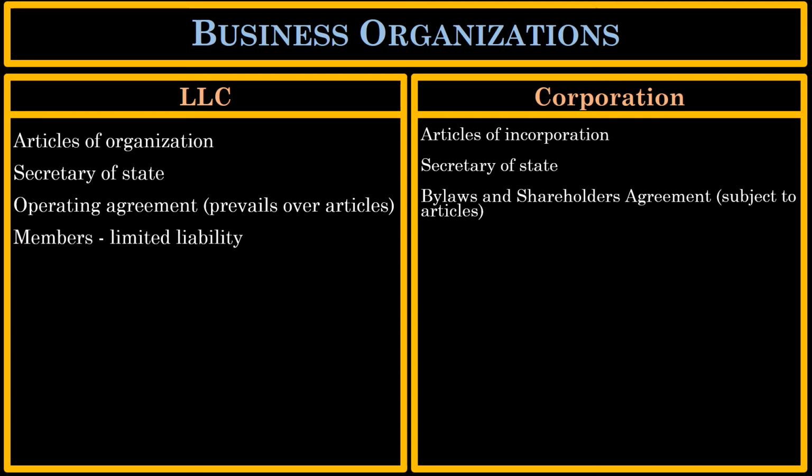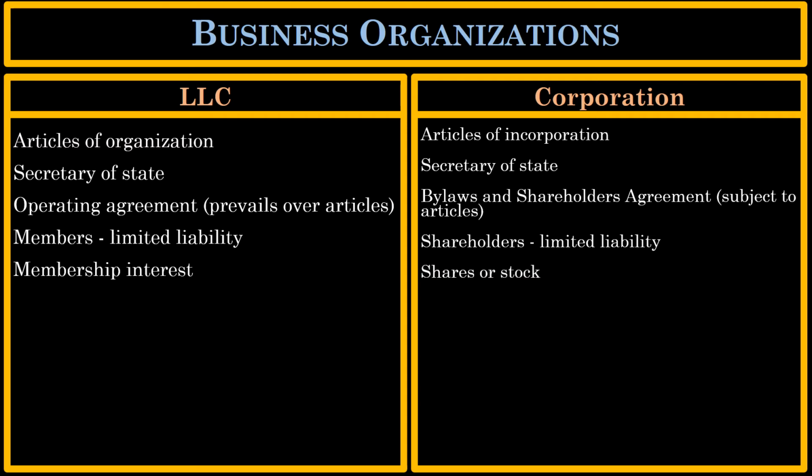With an LLC, your equity investors are called members and they enjoy limited liability. With a corporation, your equity owners, your equity holders are called shareholders or stockholders, and they also enjoy limited liability. In LLCs, your ownership interest is called a membership interest. In a corporation, ownership interests, equity interests are called shares or stock. In an LLC, you do not usually have authorized stock or shares. In a corporation, you have authorized shares or authorized stock or authorized capital.